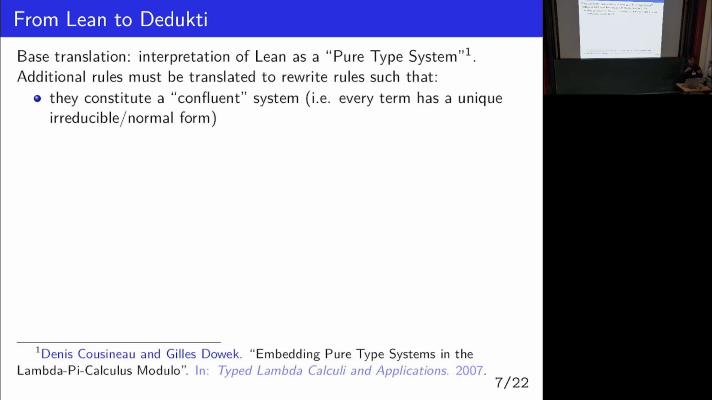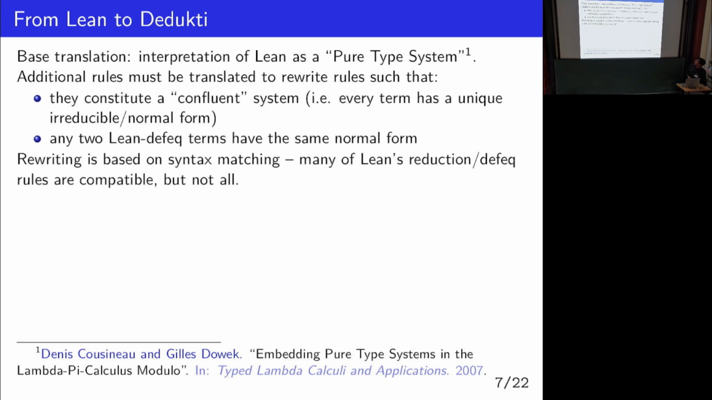So if you rewrite and the form of any term diverges at any point, then we must know that they will eventually converge again. Obviously we want any two terms that are definitionally equal in Lean to have the same normal form following rewriting and beta reduction. And rewriting is a bit limited in that it's based solely on syntax matching. So many of Lean's rules are not that simple.